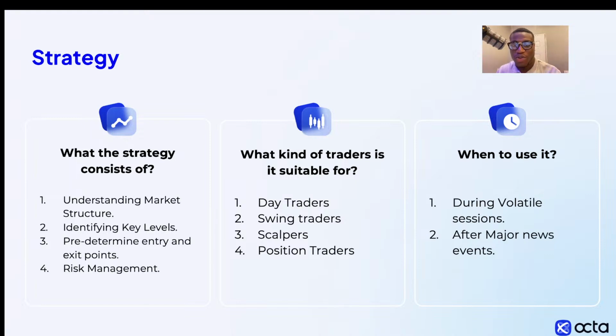So back to market structure. The candlestick chart is what we're going to be using, and we'll be using the horizontal lines and the trend lines to be able to spot the trends. Higher highs and higher lows, that will be for an uptrend.